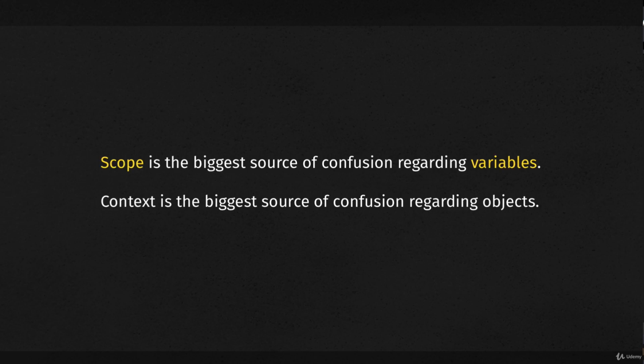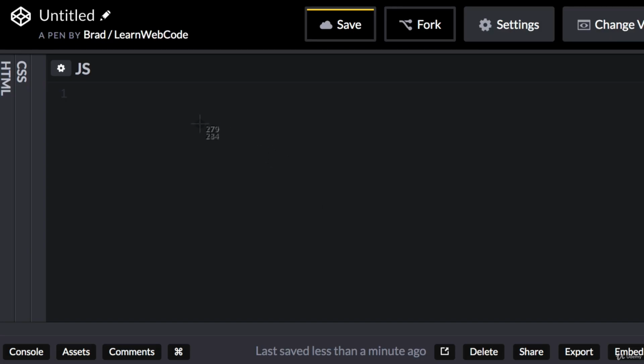Okay, so scope is about variables. Context is about objects. So with this in mind, let's go ahead and give ourselves an example object to experiment with. So I'm going to create a variable and I'll give it a name of John and set it to equal an object, so curly brackets. Let's give it a property of firstName and set it to equal John. And then let's give it another property of lastName and give it a value of Doe.